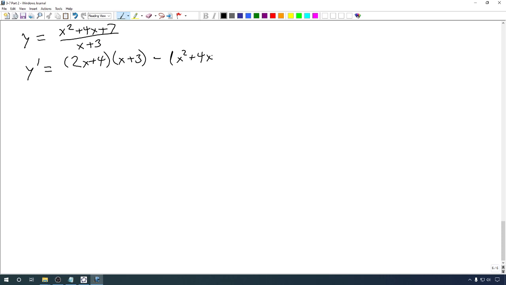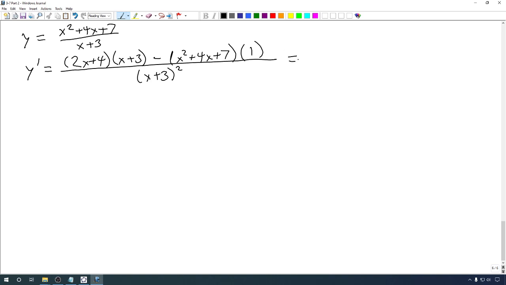Alright, now we need to look at the first derivative. So if y is equal to x squared plus 4x plus 7 over x plus 3, we need to differentiate that thing. We're going to have to use the quotient rule here. That means we differentiate the top. Derivative of x squared plus 4x plus 7 is 2x plus 4. We multiply that by the bottom, so we multiply it by x plus 3. Then we subtract the top as it originally is, times the derivative of the bottom. Well, the derivative of x plus 3 is simply 1. And then all this is over x plus 3 squared.